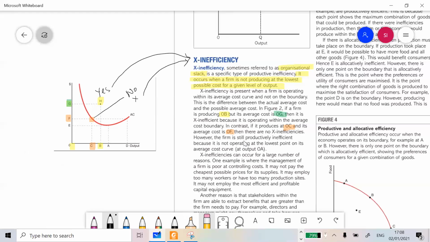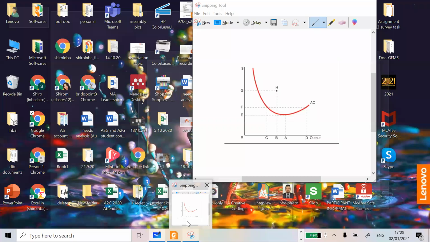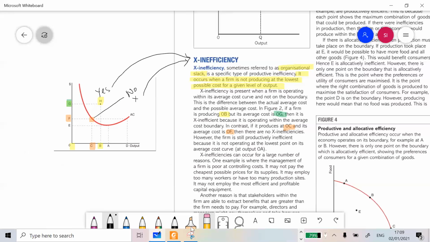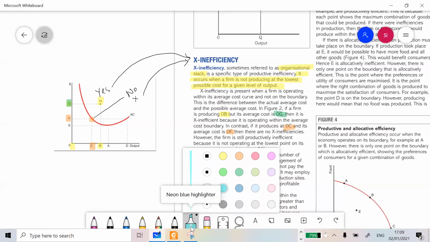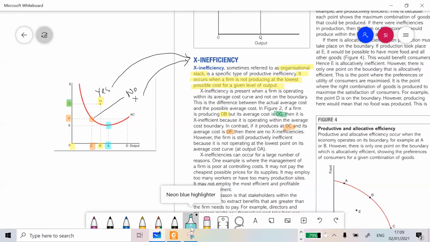However, the firm is still productively inefficient because it is not operating at the lowest point on its average cost curve. The lowest point it should produce is exactly at this particular point, which is 0A of output.